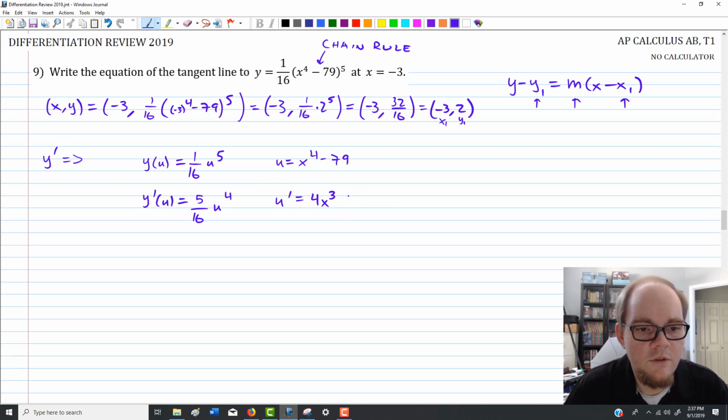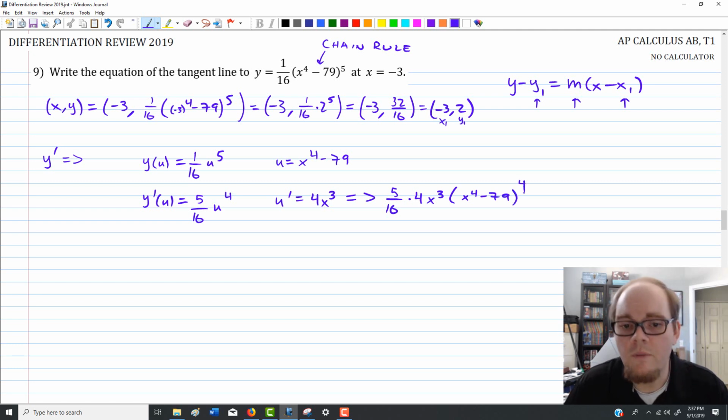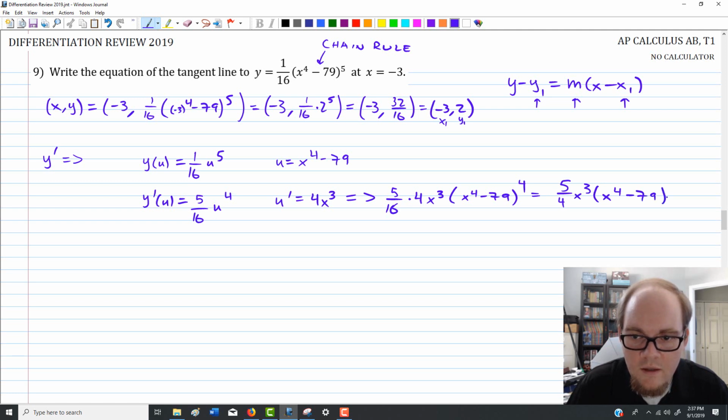And if we multiply those two together, as we are wont to do, we're going to end up with 5 over 16 times 4x cubed times u, which is x to the 4th minus 79 to the 4th power. And cleaning things up just a little bit more, we're going to get 5/4 x cubed, quantity x to the 4th minus 79 to the 4th. So hey, that's really nice.